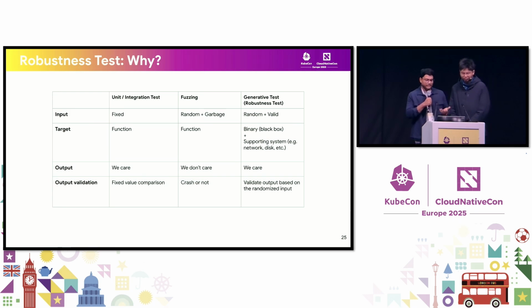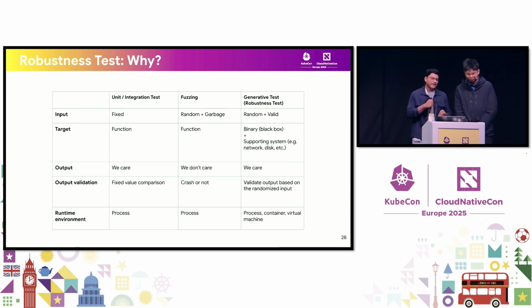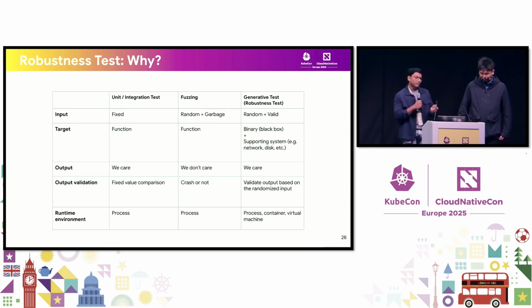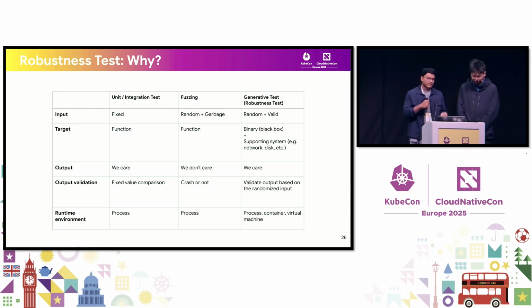And the output, for unit and integration tests, is predictable. It is easy to assert whether it is matching or not matching. For fuzzing, we know whether at any given random value the function is failing or not. So that's what we need to check. But for robustness test, it's a little bit different, because we need to validate the random input that was given, and that's where the challenge lies. And for the environment, unit tests, fuzz tests, and integration tests are all run as processes. But since for robustness tests we need to have the scenario recreated and reproducible, we actually use processes, containers, as well as virtual machines.